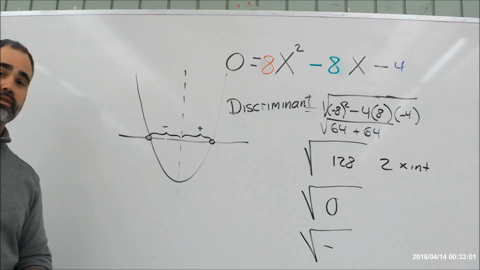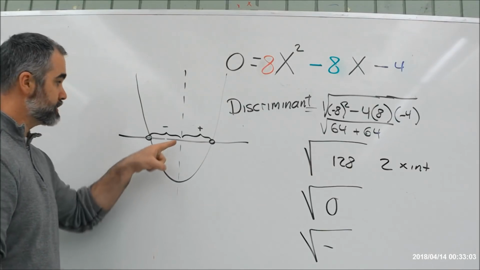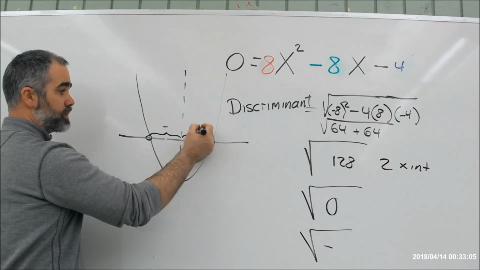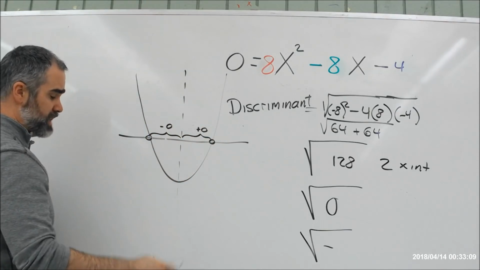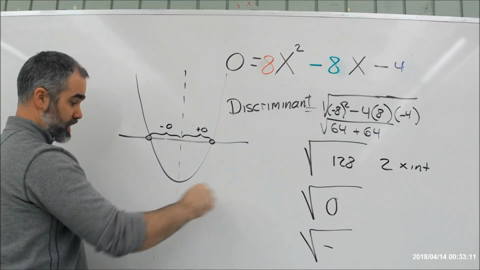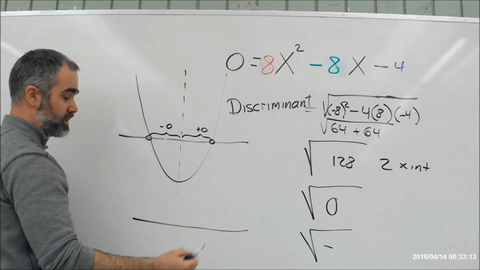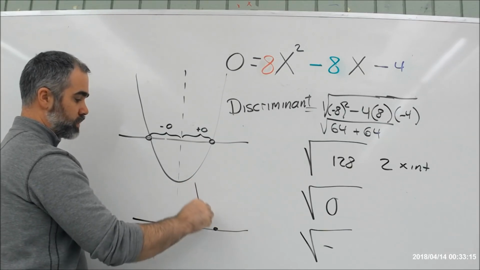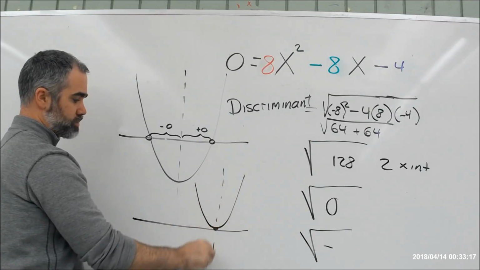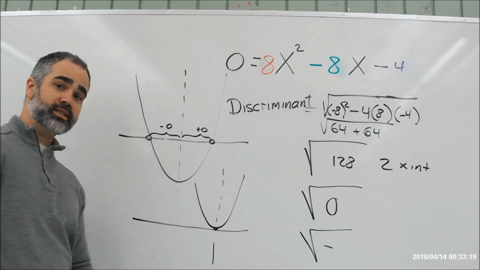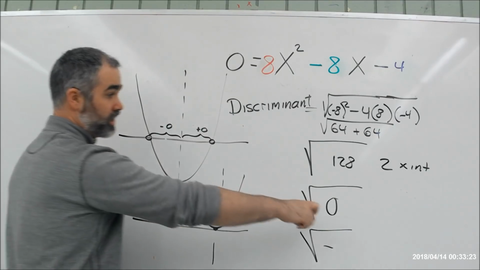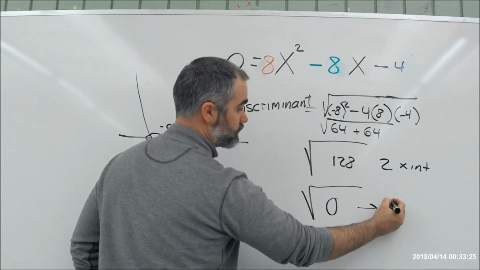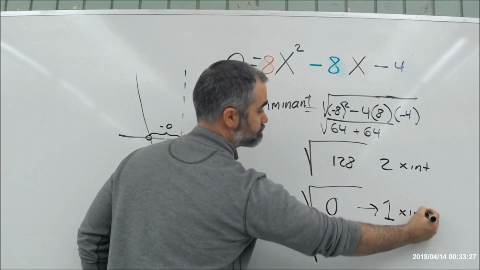If it comes out to be 0, that means I'm going to be adding 0 to this and subtracting 0 from this, which means that my x-intercepts are basically the same point. It would look something like this, where your line of symmetry goes there, and there's no distance between the line of symmetry and your x-intercepts. So here, this is only going to give me one x-intercept.